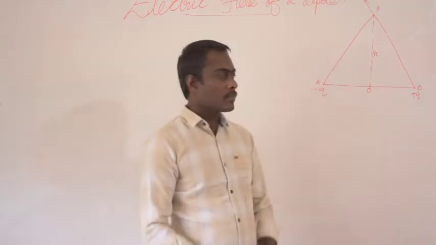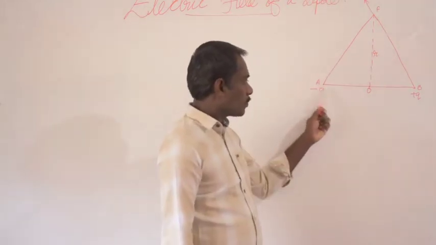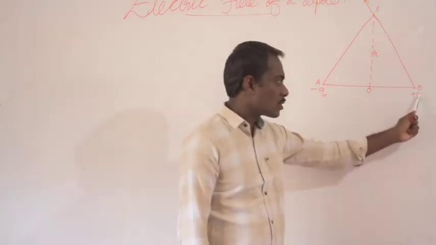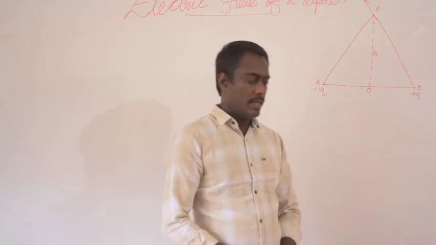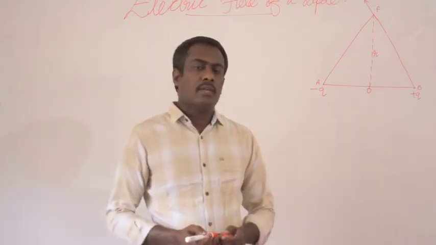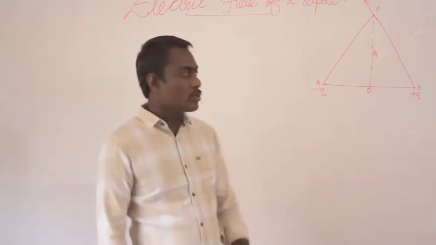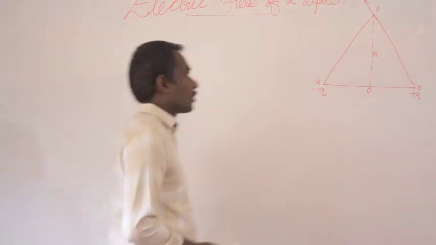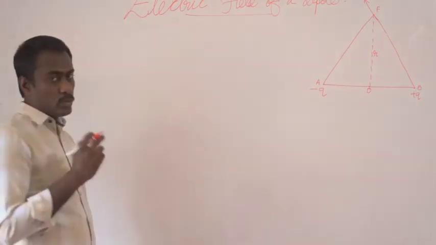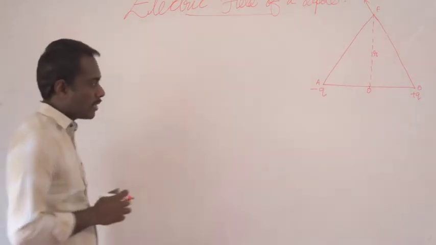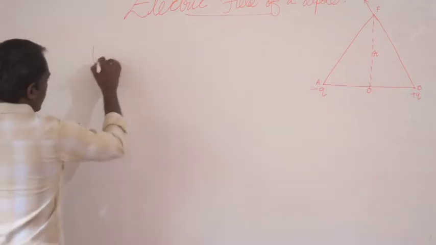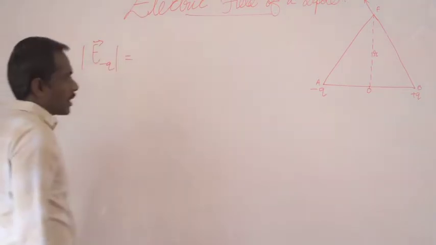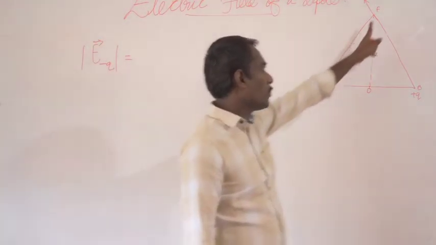Now, the negative charge Q will produce an electric field. At the same time, the positive charge Q also will produce an electric field. Let us find out the magnitude of the electric field produced by these positive and negative charges. First, the magnitude of the electric field E minus Q produced by the negative charge at the point P.